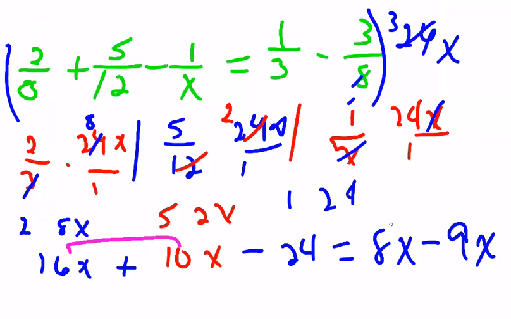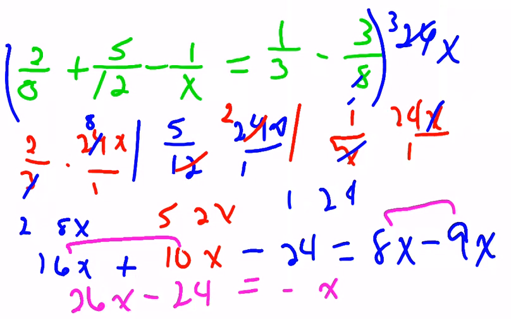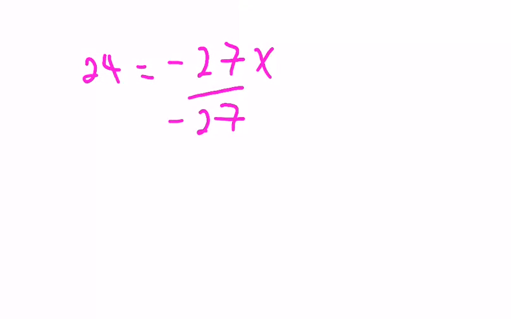So we want to combine like terms. 16 plus 10 is 26x minus 24. 8x minus 9x is minus x. So we want to subtract 26x from both sides. We get 24 equals negative 27x. Divide both sides by a negative 27. X equals, and then we want to reduce that. Doesn't look like it can reduce, but it can. 3 goes into both of those, and so we get negative 8/9.